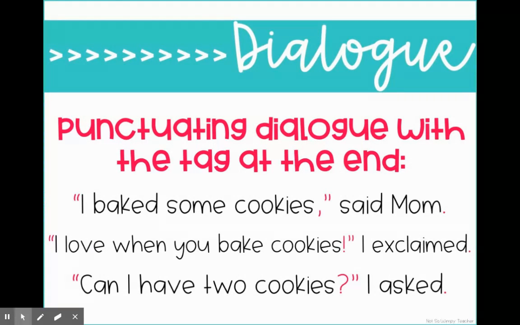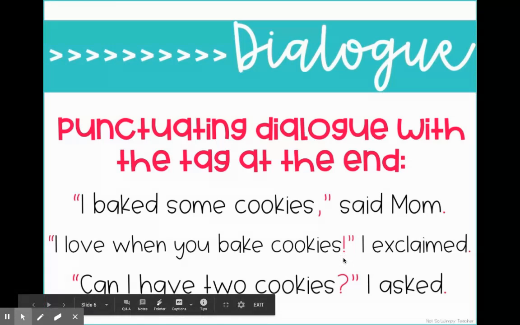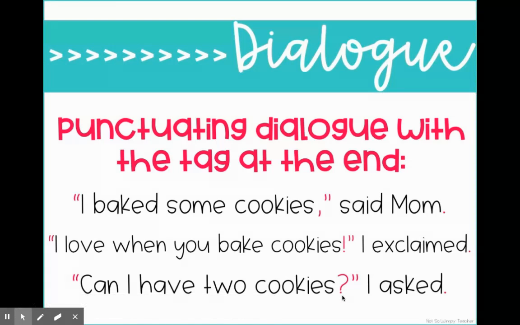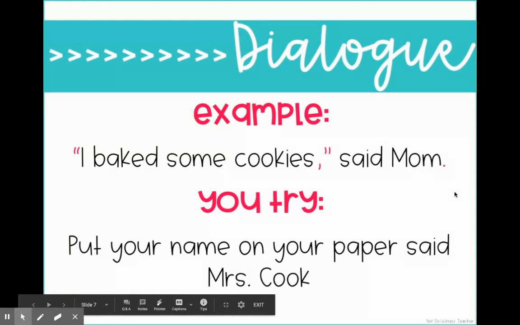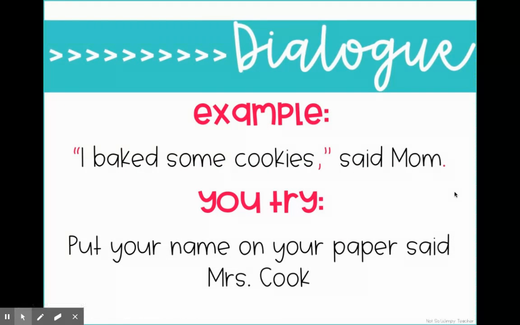So, punctuating dialogue with the tag at the end. We can have a comma if the sentence is just a statement. We can have an exclamation mark if it's an exclamation, and we can have a question mark if it is a question. Remember, these are all punctuations for the tag being at the end of the sentence. So "said Mom," "I exclaimed," "I asked."